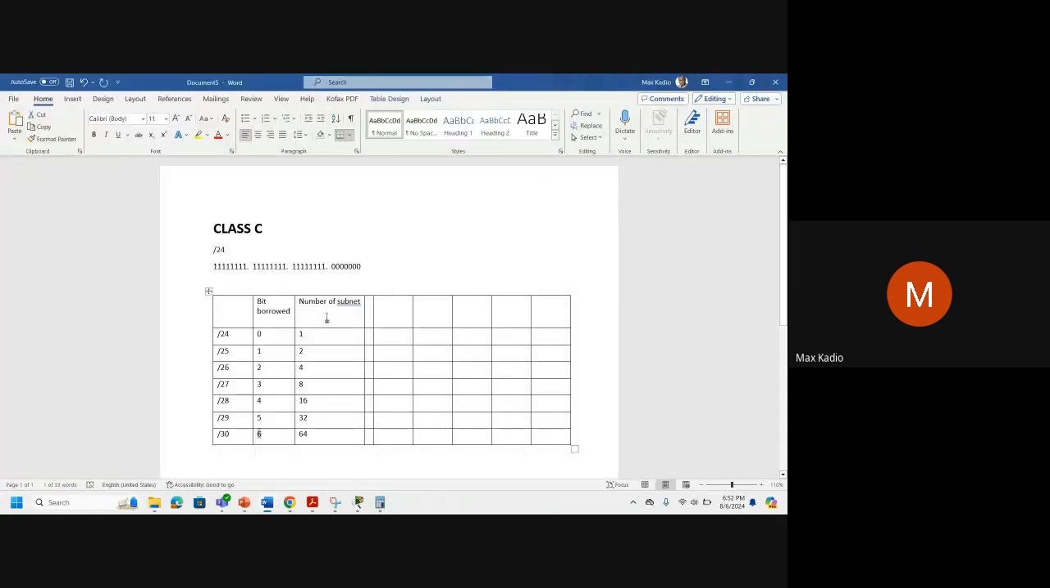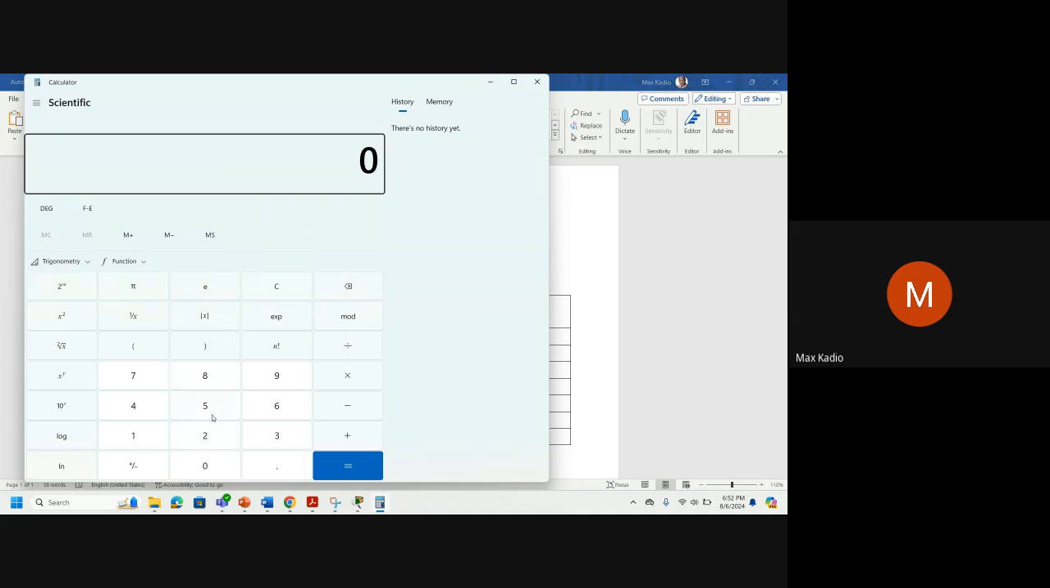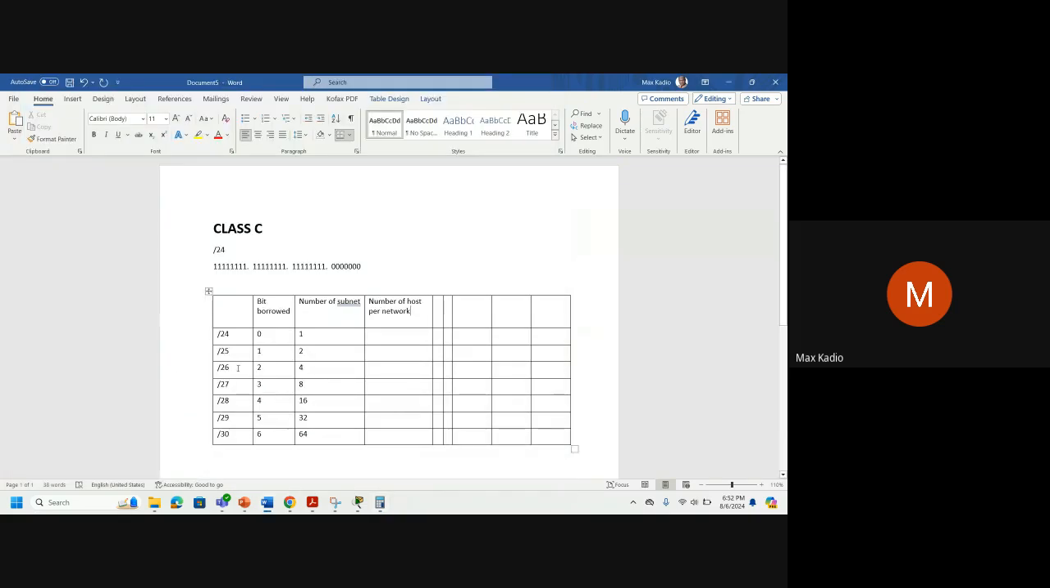So the number of subnets, then we also need to find the number of hosts per network. To do that, we do 2 to the power of bits remaining minus 2. Okay, here if I borrow, let's say 4 bits, 2 to the power of 4, I have 16. If you borrow 4, you have 16.